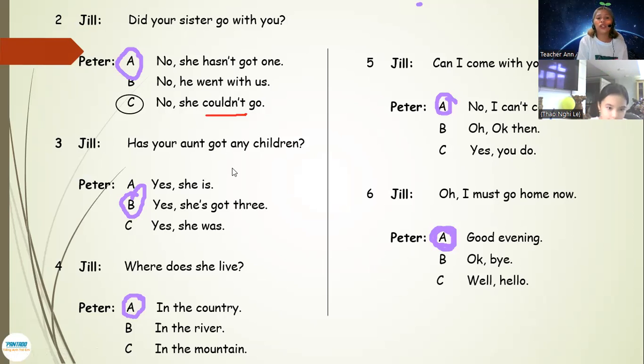Has your aunt got any children? Yes, she's got three. Very good. Where does she live? In the country. Very good. Can I come with you next weekend? Okay then. Very good. Oh, I must go home now.